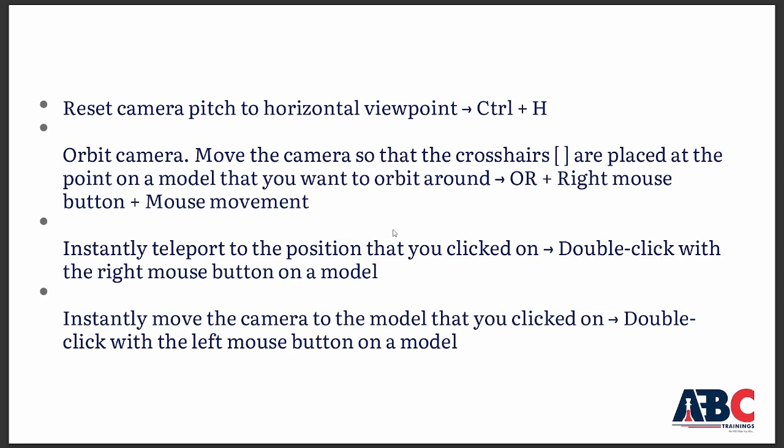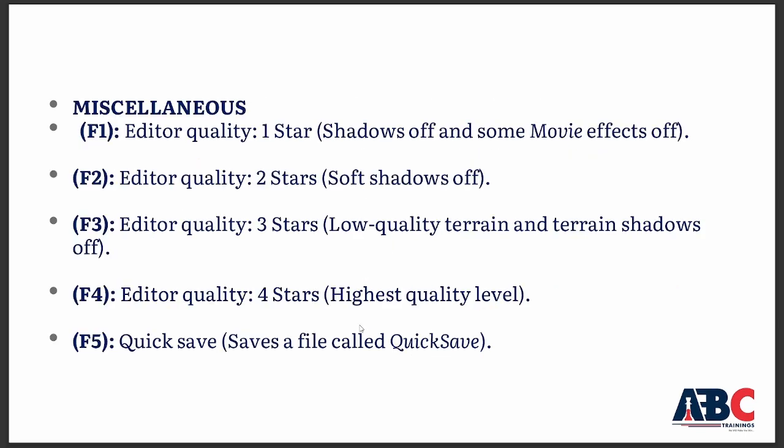To reset the camera pitch to a horizontal viewport, press Ctrl H. Then to orbit the camera, press the crosshair and place the point on the model that you want to orbit around, or press the right mouse button plus move. To instantly teleport to the position that you have clicked, double click with the right mouse button on the model. To instantly move the camera to the model that you have clicked on, double click with the left mouse button on the model.